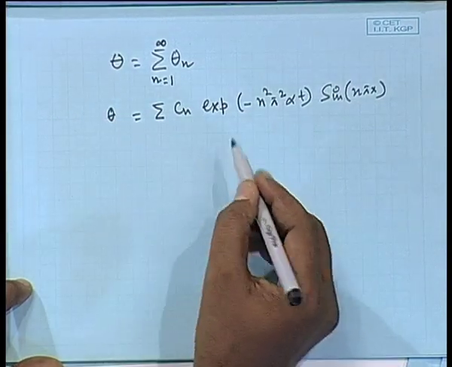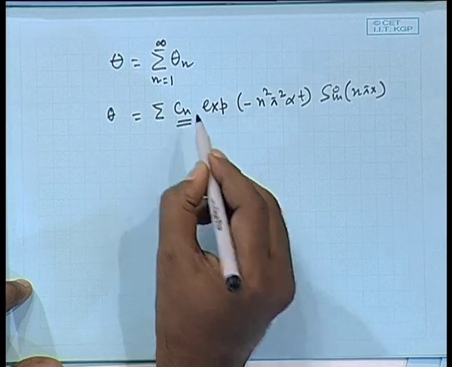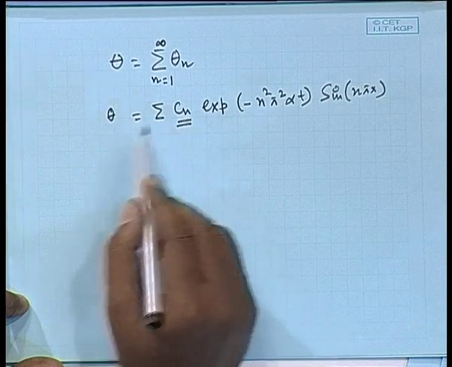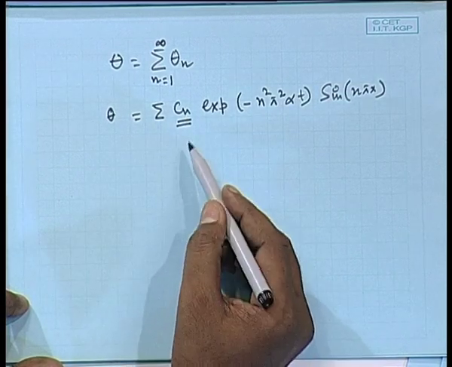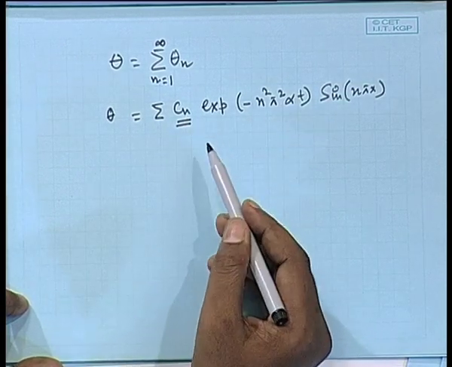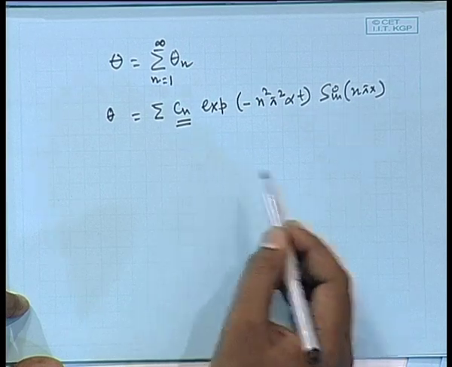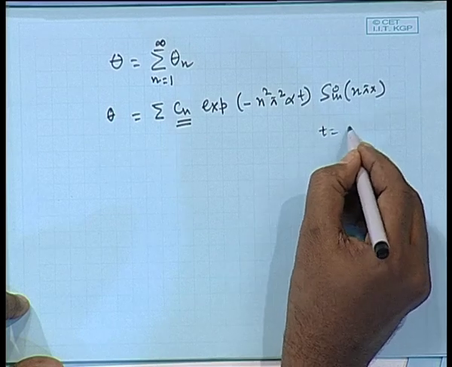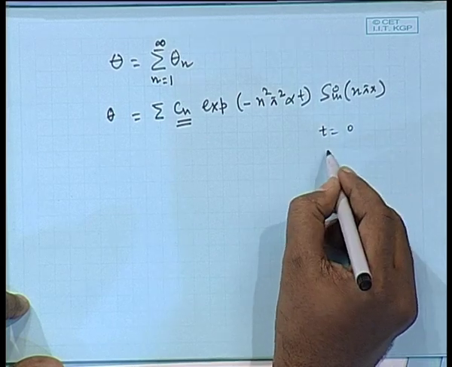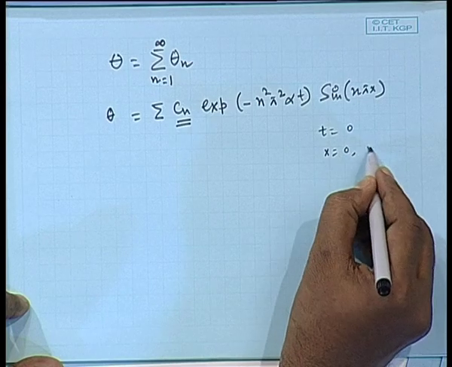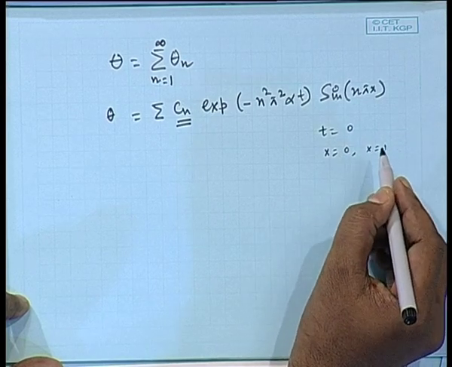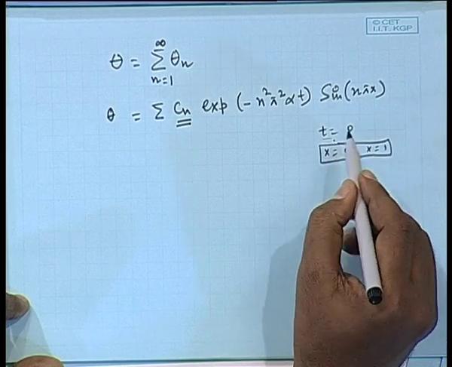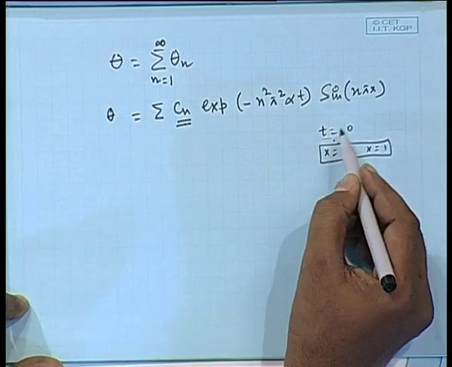Now you are left with only one constant to be evaluated, that is Cn. If you know this constant Cn, then the whole solution will be known to you. What are the conditions that you have been supplied with? There are three conditions. One was the condition at t equal to 0. Another was the condition for x equal to 0 and x equal to 1 at any time t. You have used up these two conditions, but you have not used up this condition. So this constant will be evaluated from the initial condition.